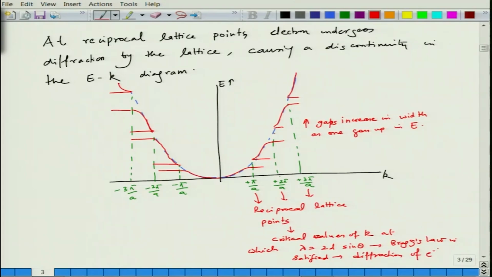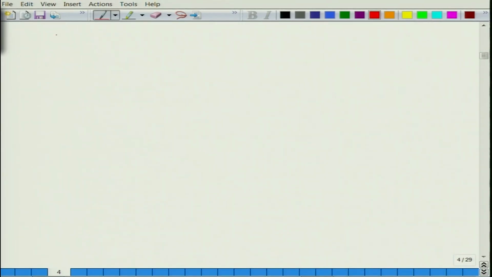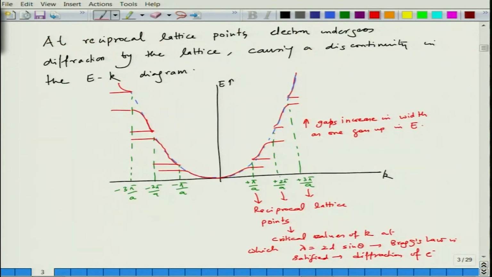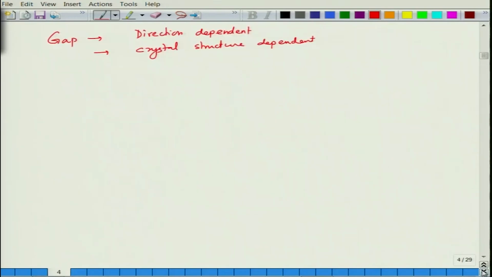Okay. This is what we can do essentially, and this is also direction dependent, by the way, in crystals. So, this gap is also direction dependent, and crystal structure dependent, because you know the value of d depends upon the crystal structure and the type of material you have. As a result, the positions will change.